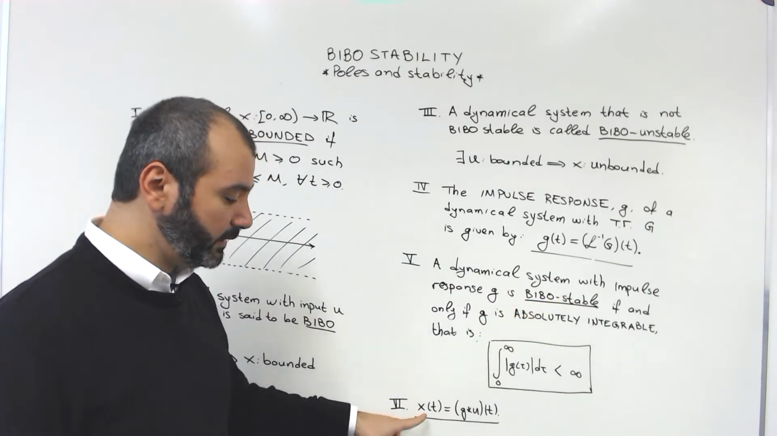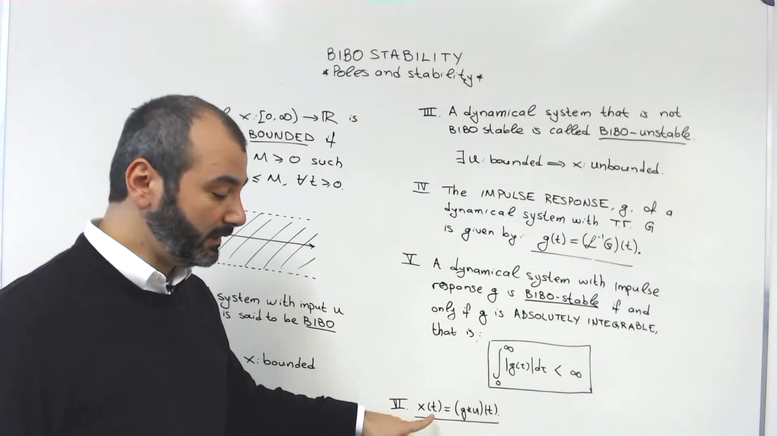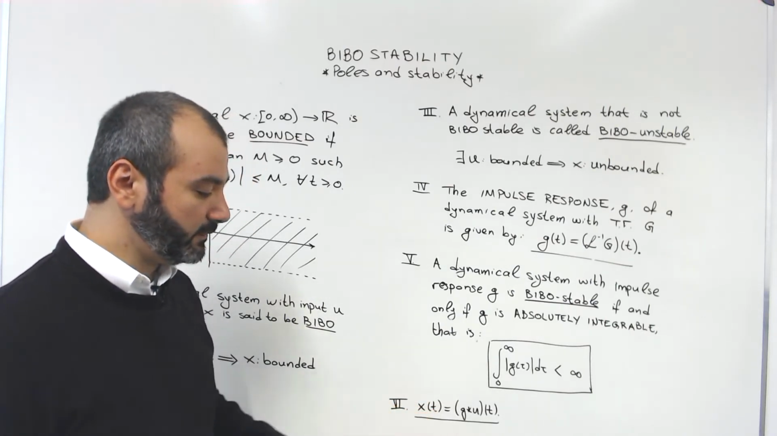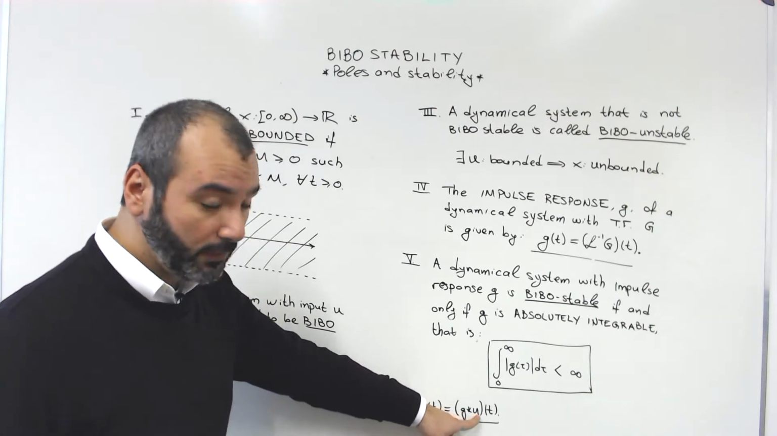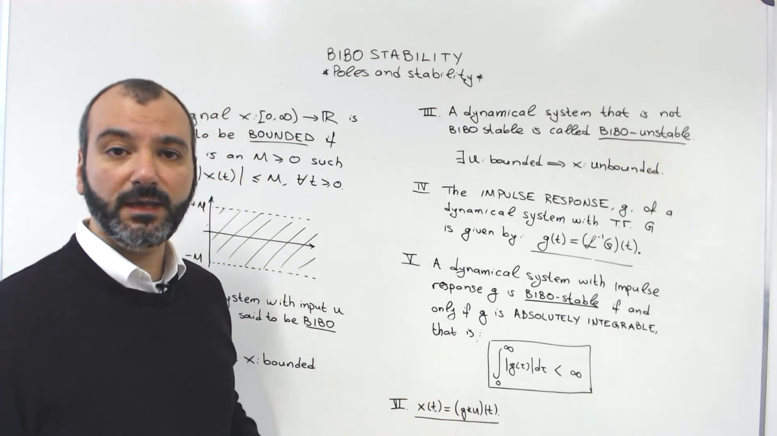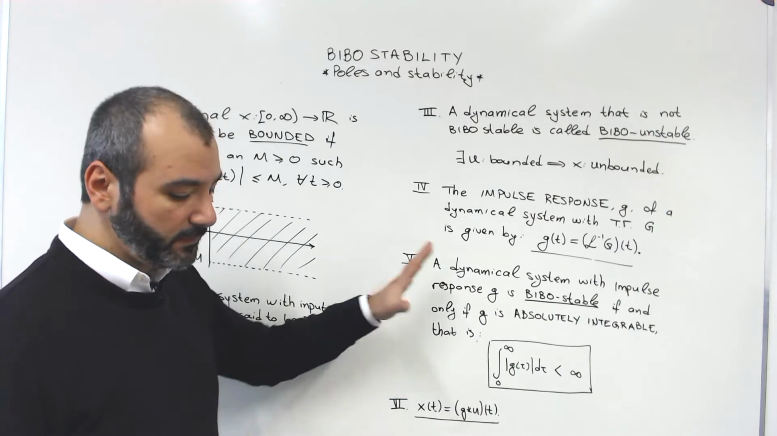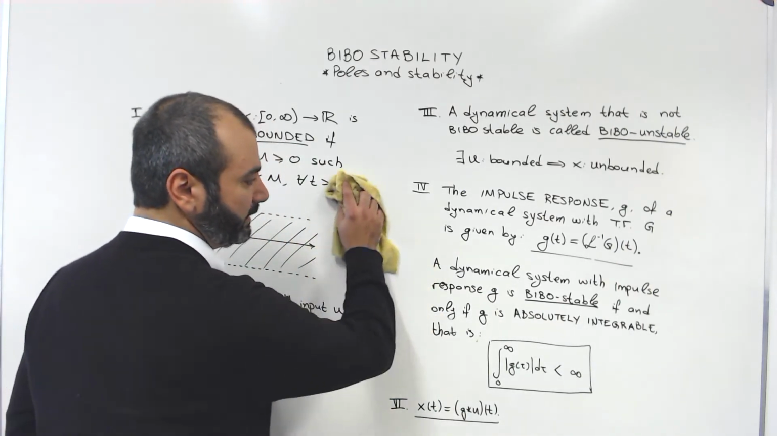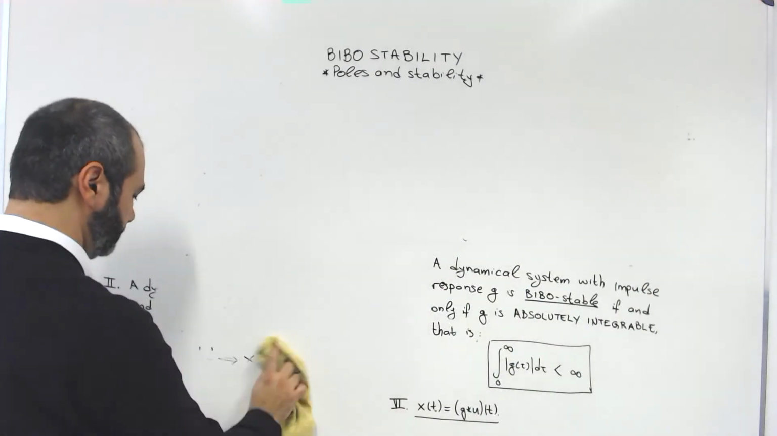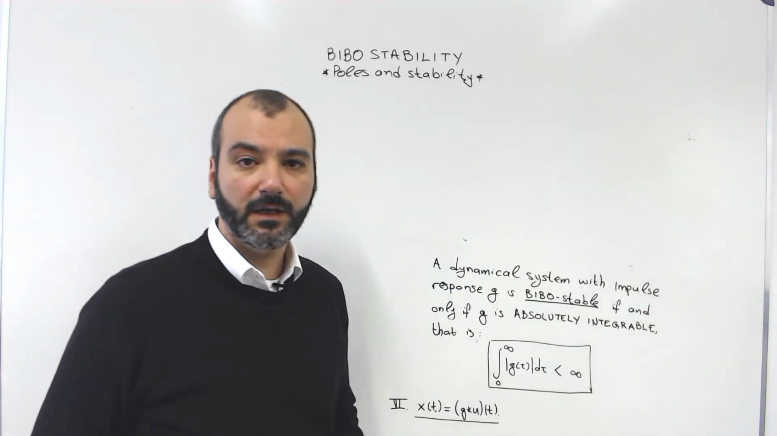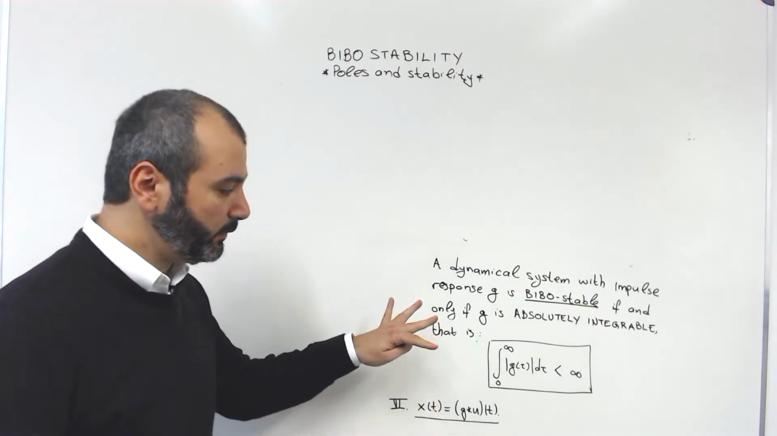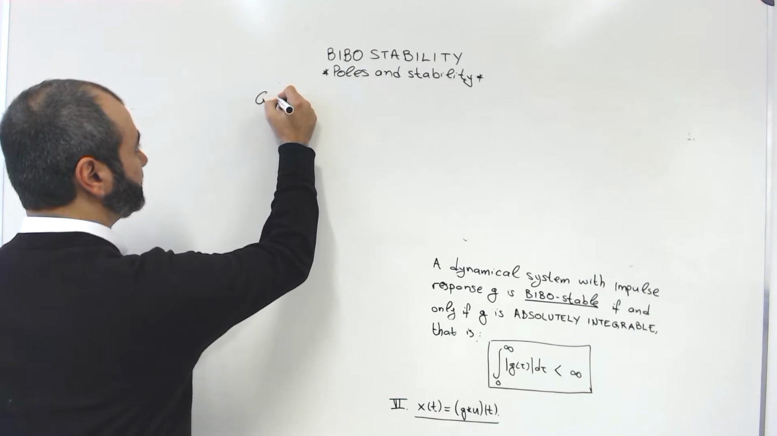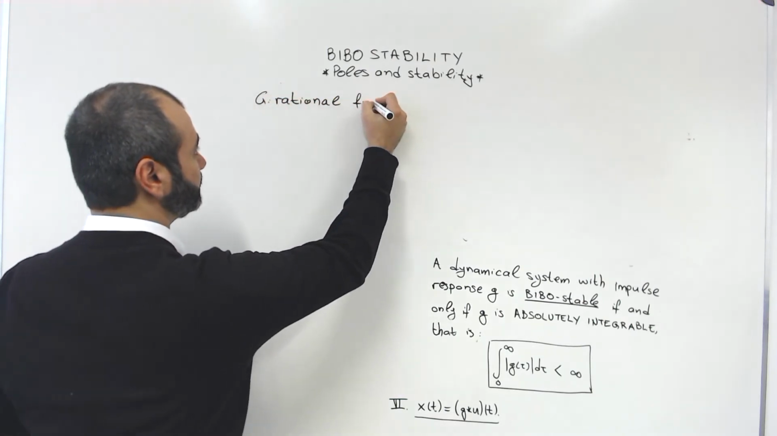We actually proved that if g is absolutely integrable, then the system is BIBO stable. And to do that, we used this very important property that the output of the system x of t is the convolution of the input with the impulse response of the system. So this is what we did last time. Now we can use this theorem and apply it to a few examples where g is a rational function.